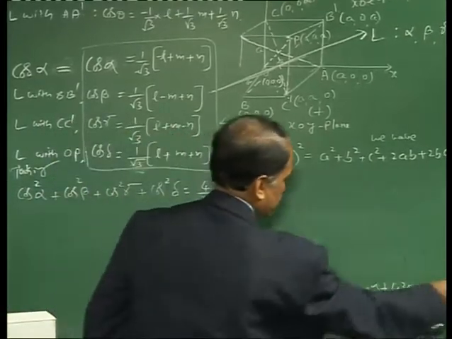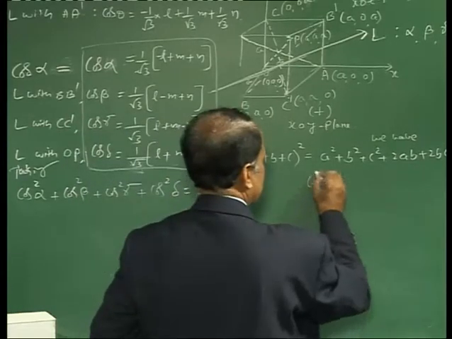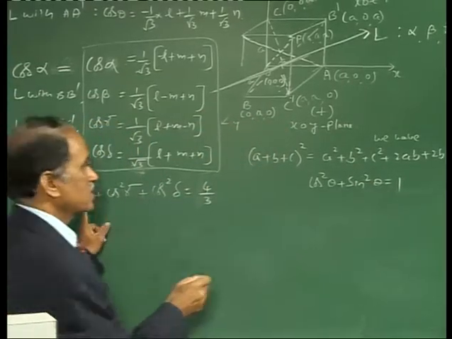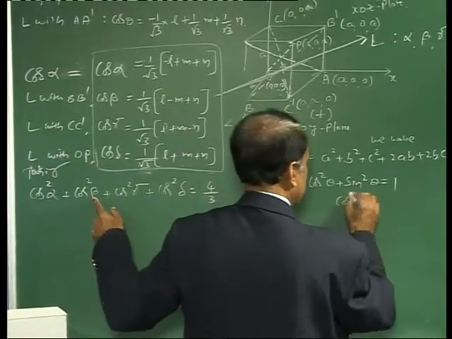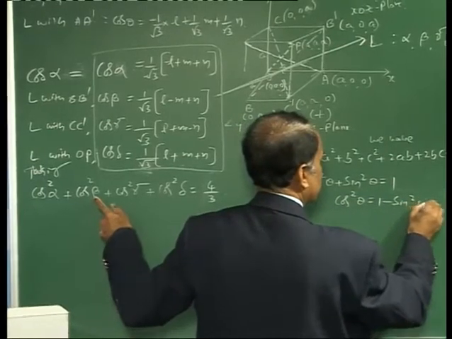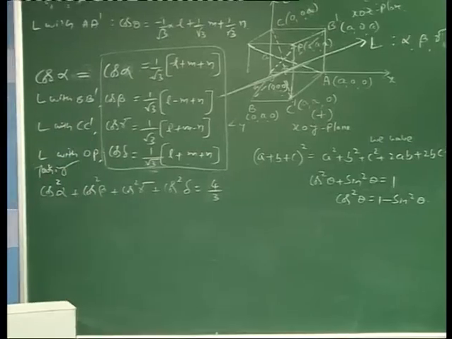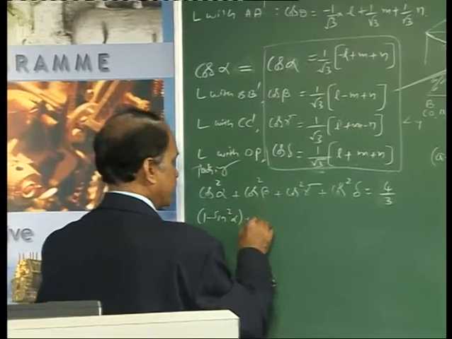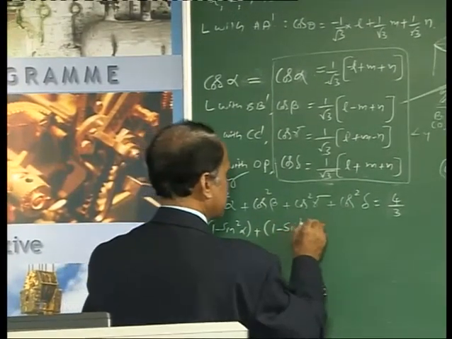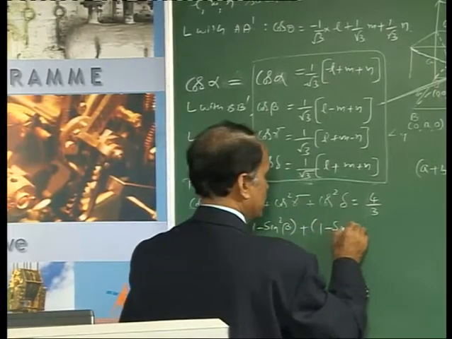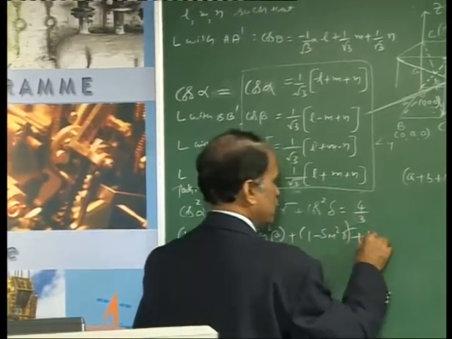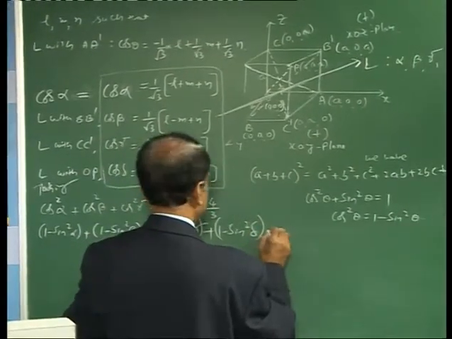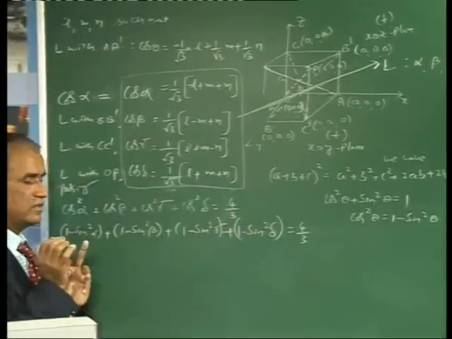Now, to get it in terms of sine, you know the formula, that is cos square theta plus sine square theta is equal to 1. I express this cos function in terms of the sine function. Cos square theta is equal to 1 minus sine square theta. That is your basic formula from trigonometry. You can make use of that. That is 1 minus sine square alpha plus 1 minus sine square beta plus 1 minus sine square gamma plus 1 minus sine square delta. This must be taken as 4 by 3.